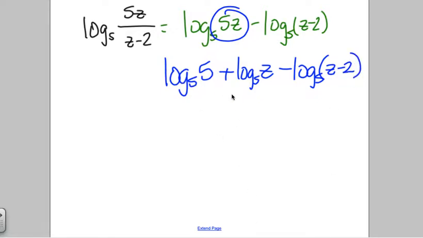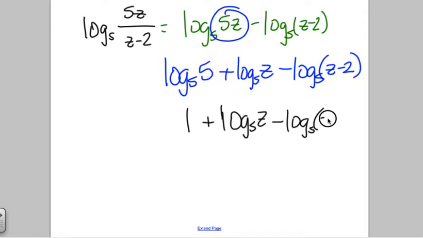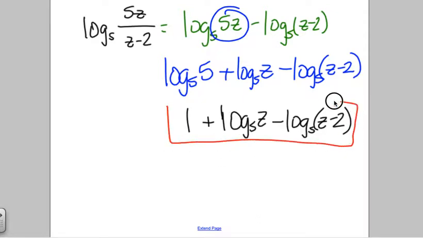Now, log base 5 of 5 is actually something that can be evaluated. Log base 5 of 5 is just 1. So 1 plus log base 5 of z minus log base 5 of z minus 2. So this is fully expanded.